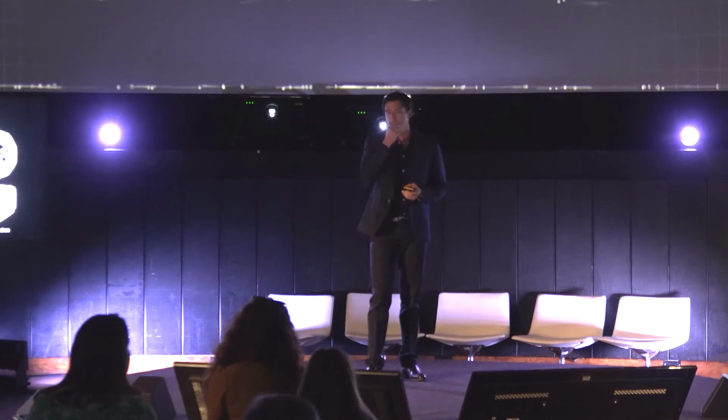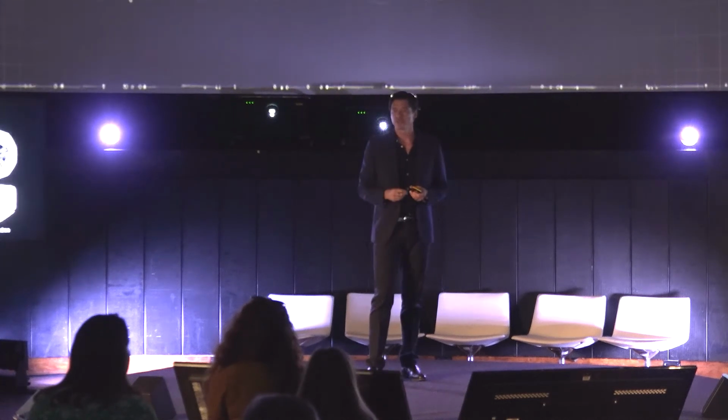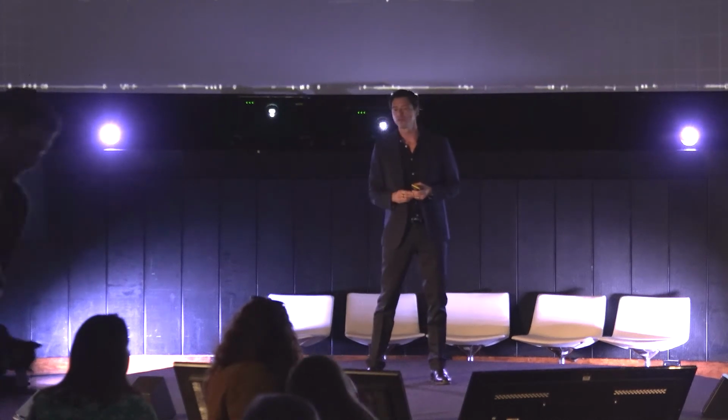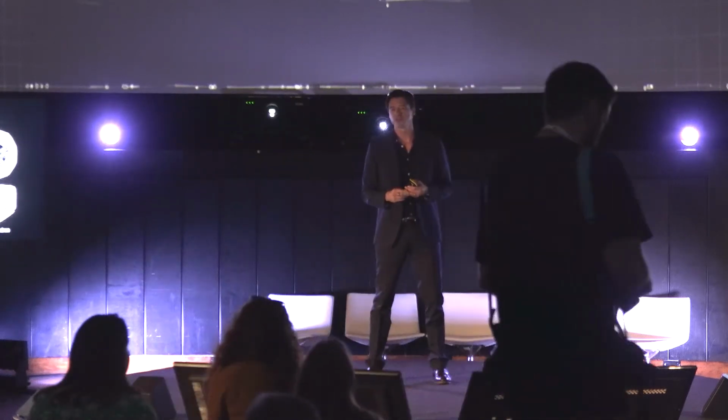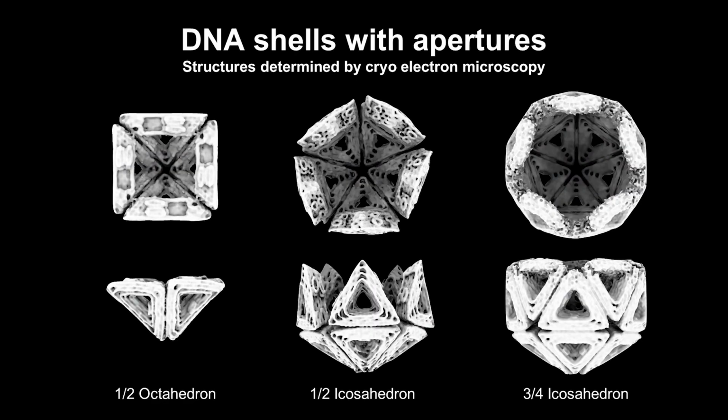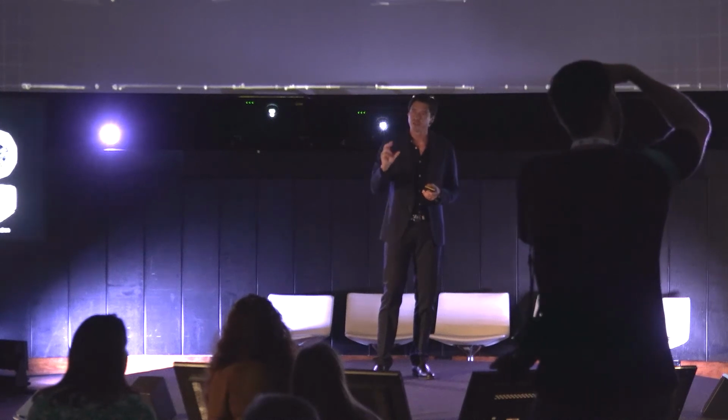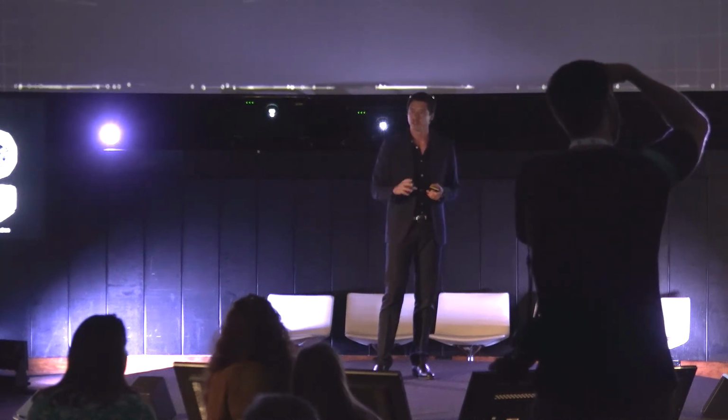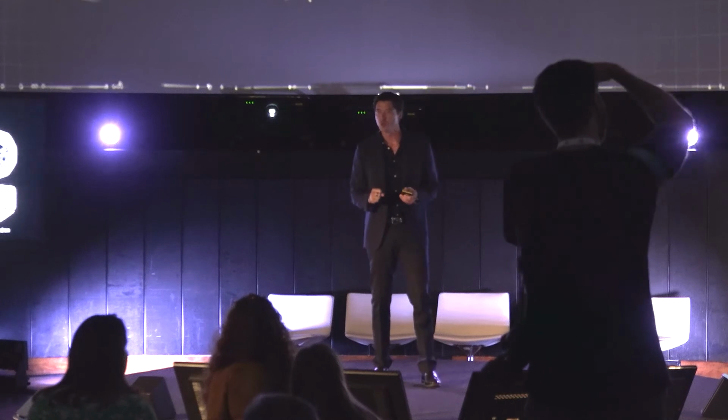Now, in order to trap viruses, we needed slightly different shells. So we learned how to stop this fabrication process so that it forms shells that have defined apertures. For example, we can make a half octahedron, a half icosahedron, or maybe three-quarters of an icosahedron. And again, these are cryo-electron microscopy structures, meaning that if you can solve a structure, it is a well-defined object in solution. If you cannot solve a structure, it's some kind of goo.